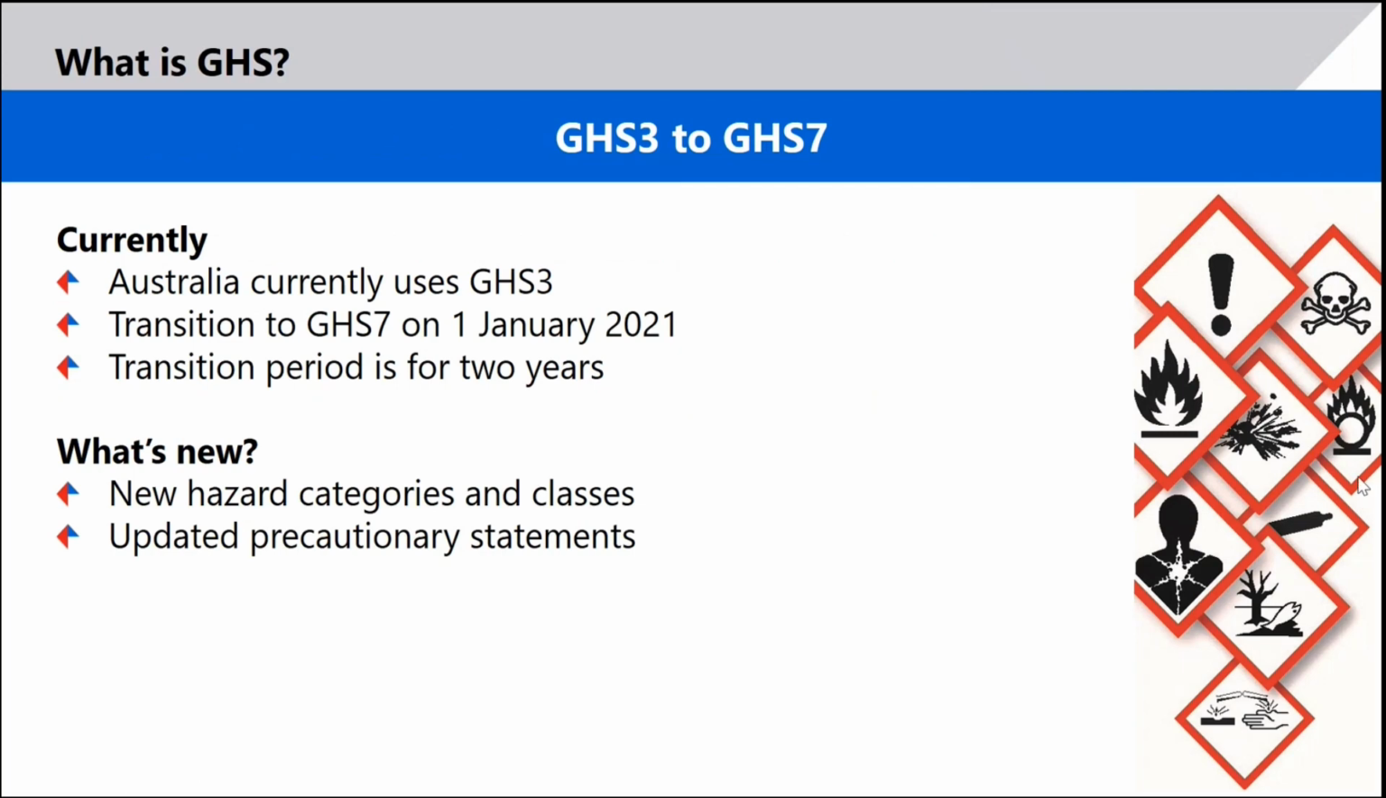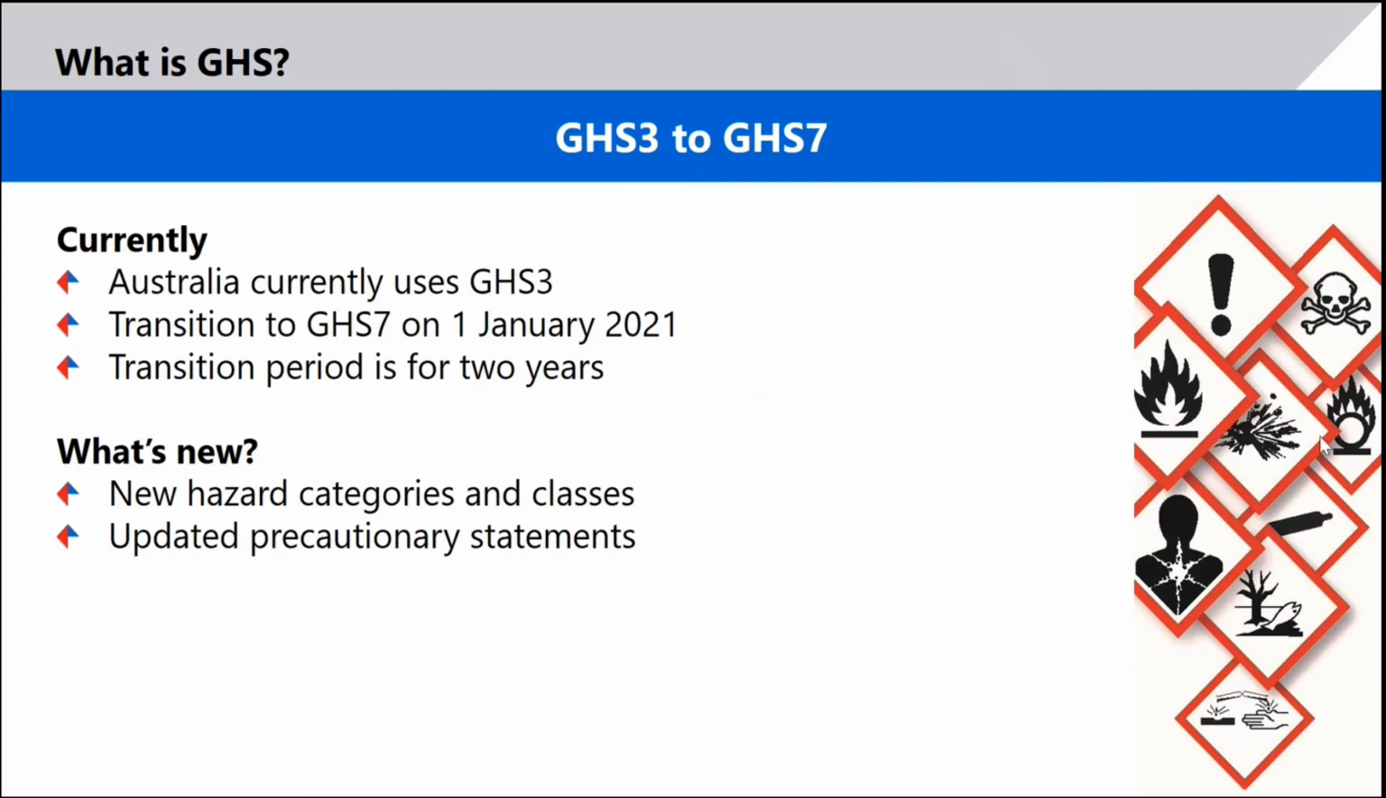So GHS 3 to GHS 7. Currently at the moment, Australia uses GHS 3 for the classification of labeling and standards and everything, and safety sheets and everything like that for workplace hazardous chemicals.